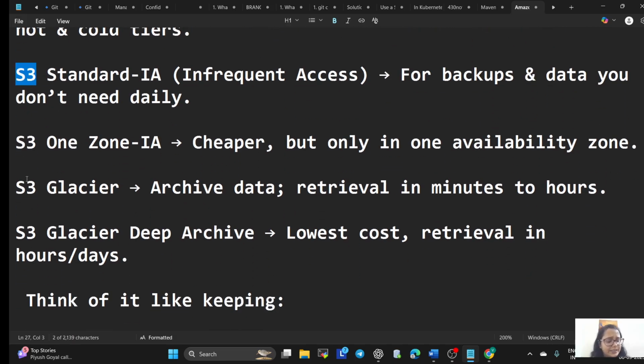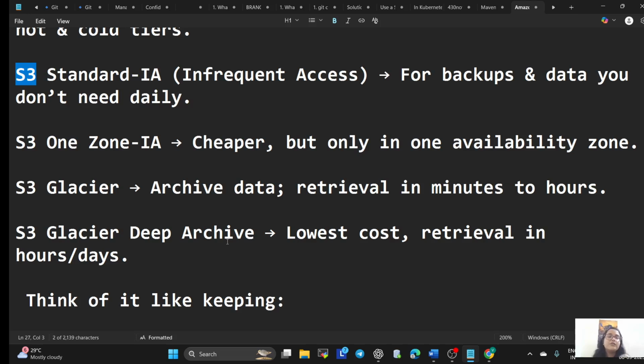Next is S3 Glacier. It is used to archive your data. Retrieval takes a minute or hours, we don't know. Like if some folder is there that you don't want to see and don't want to show to other people, but you want to keep that data, in the same way we can use S3 Glacier. It will archive your data, and if you want to get your data back, it will take minutes or hours, but it is very cheap. Next will be S3 Glacier Deep Archive.